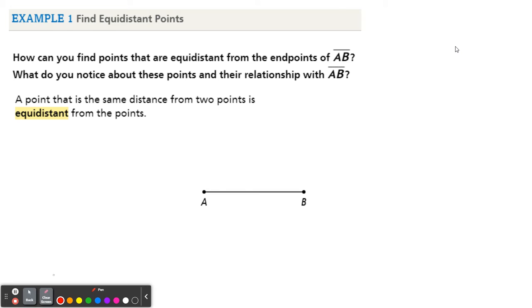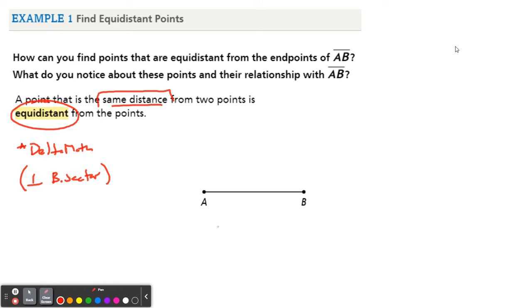All right, so example 1, it says, how can you find points that are equidistant from the endpoints of segment AB? And what do you notice about these points? So a point that is the same distance from 2 points is what we call equidistant. So same distance is equidistant. So if you recall here, we did a construction in Delta Math, and it was called the perpendicular bisector.